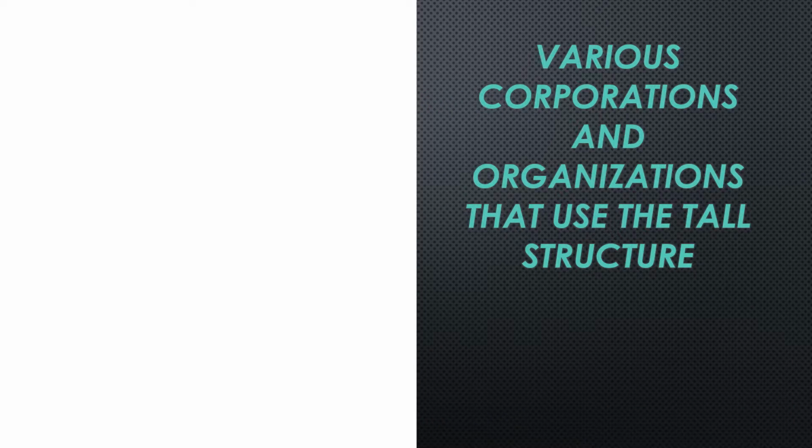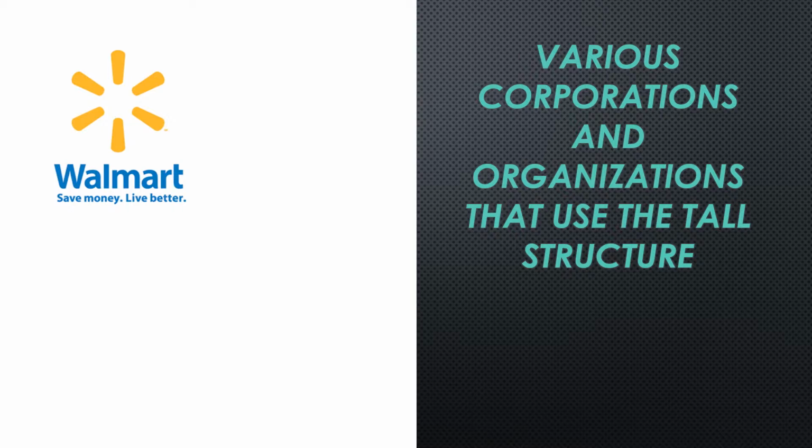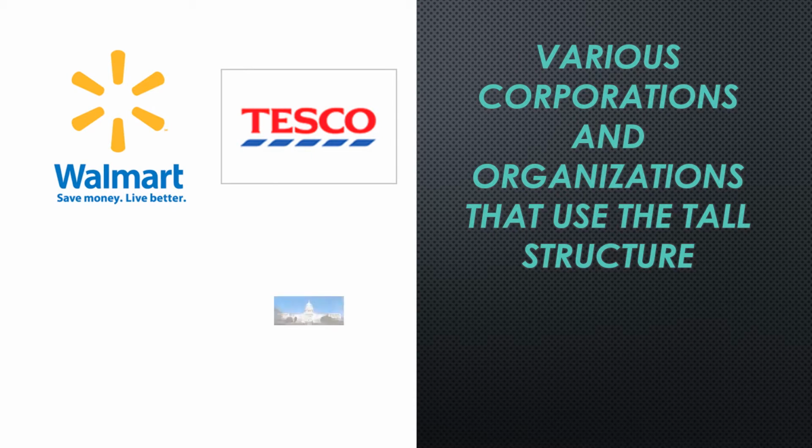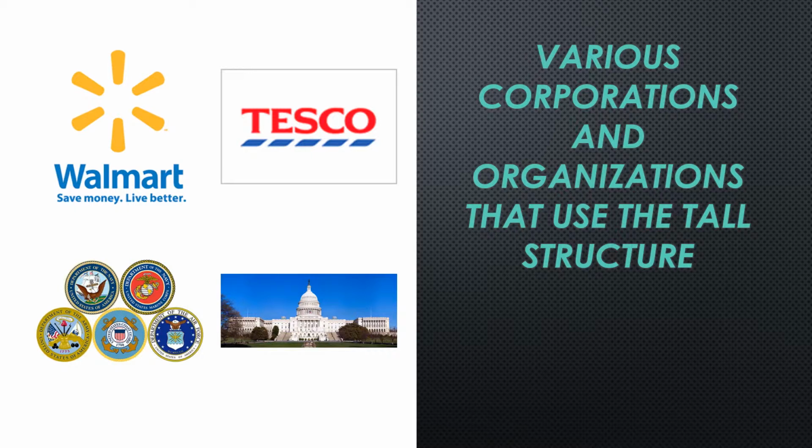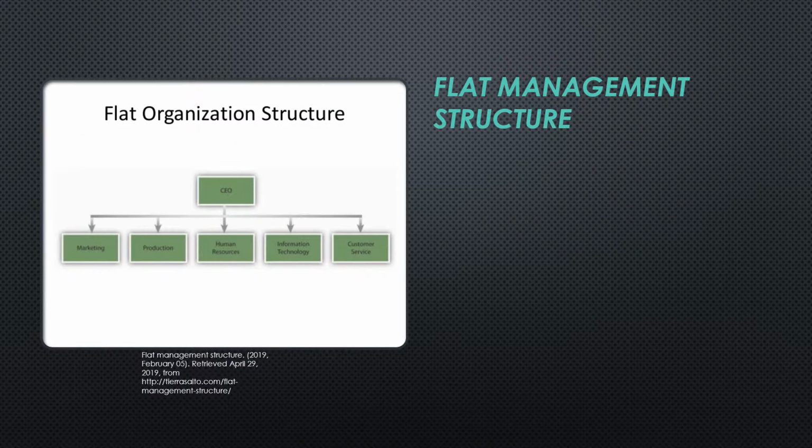There are several large corporations and organizations that use the tall management structure. These are just a few: Walmart, Tesco, U.S. government, and the various branches of the U.S. military. A flat structure is usually ideal for smaller companies and consists of fewer management levels.